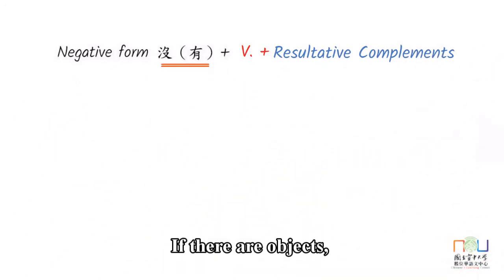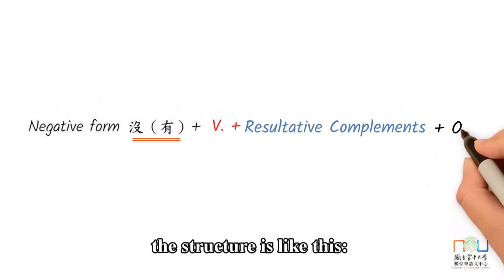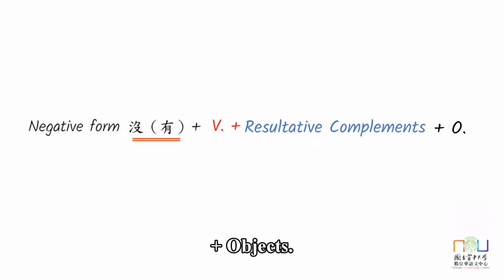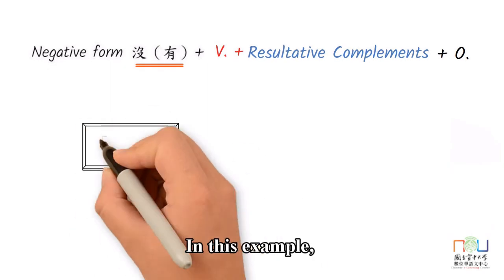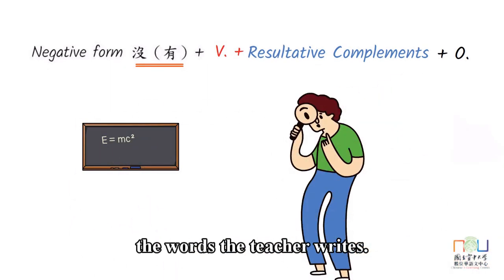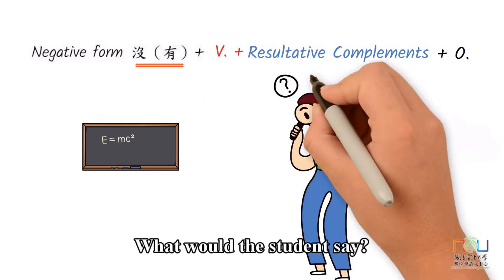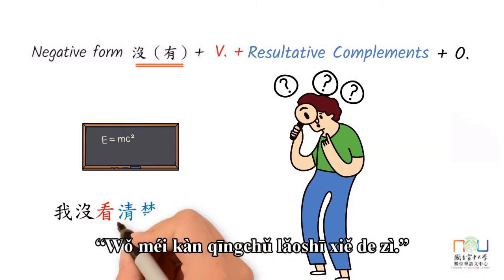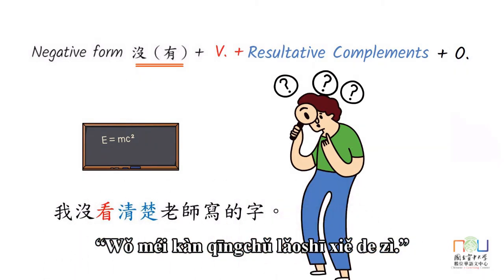If there are objects, the structure is like this. Subject plus 没有 plus verb plus resultative complements plus objects. In this example, the student can't clearly read the words the teacher writes. What would the student say? Use 看, look, as the verb. 我没看清楚老师写的字.